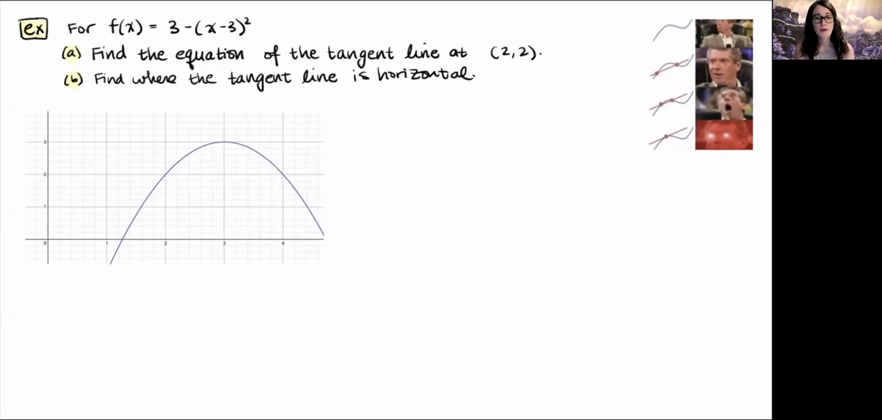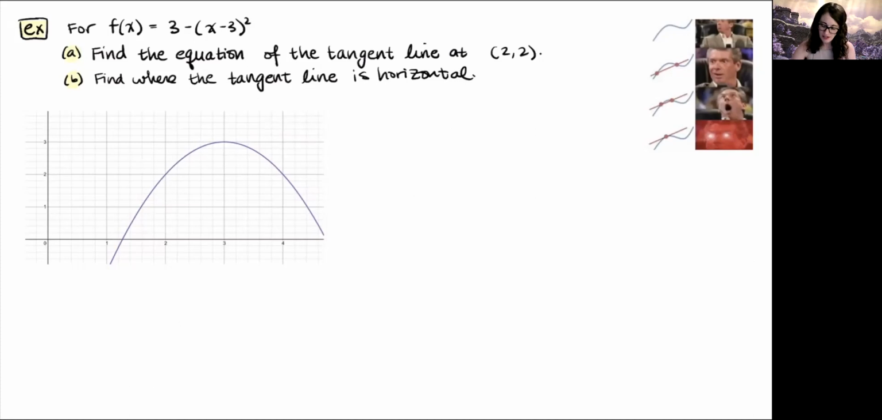In this video, we're going to use the derivative rules that we just learned about to find out some stuff about a function. So in particular, remember that the derivative tells us the slope of the tangent line to a curve at any point. So we're going to use our rules now to find the equation of some tangent lines and also find where the tangent line is horizontal.